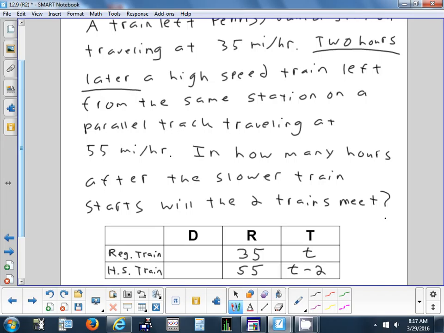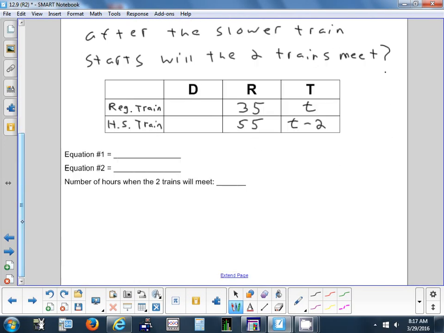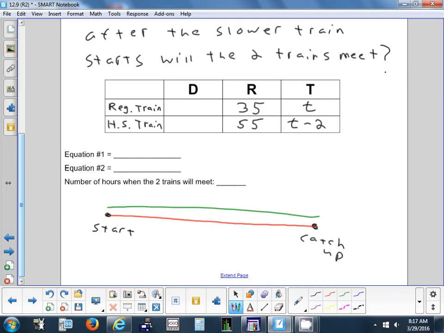All right, and now the distance. Okay, let's think of it as a picture. Let's look at this: the start. And this is where the two trains finally catch up to each other. So we have train 1, and then 2 hours later we have the high-speed train. Eventually, they're going to catch up to each other. When they catch up, how does the distance that the slow train and the distance that the high-speed train went compare? Right at the point when they catch up to each other.